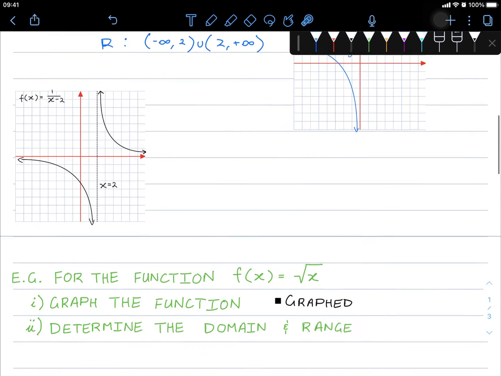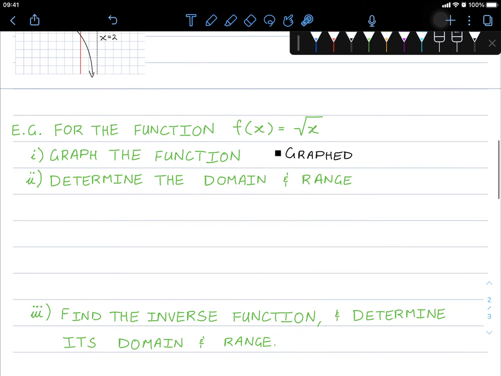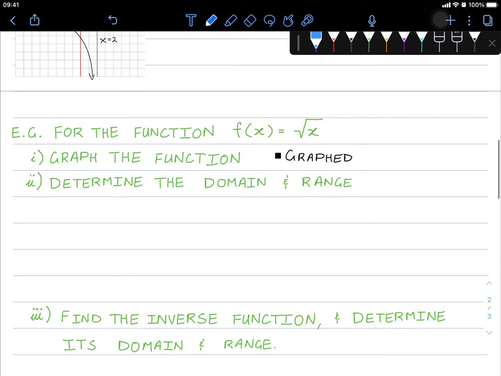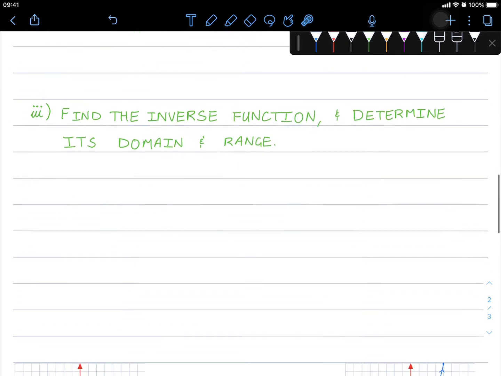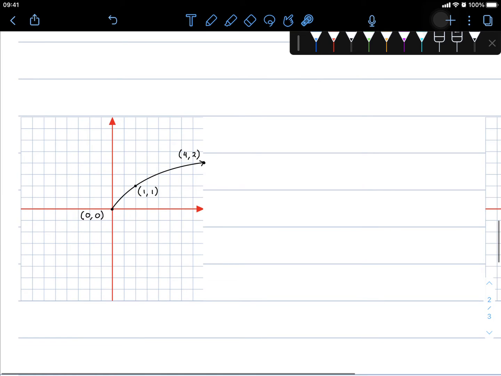So once again, you can pause the video and give this a go yourself. Okay, so the graph of this has already been provided down here at the bottom. It should look something like this.